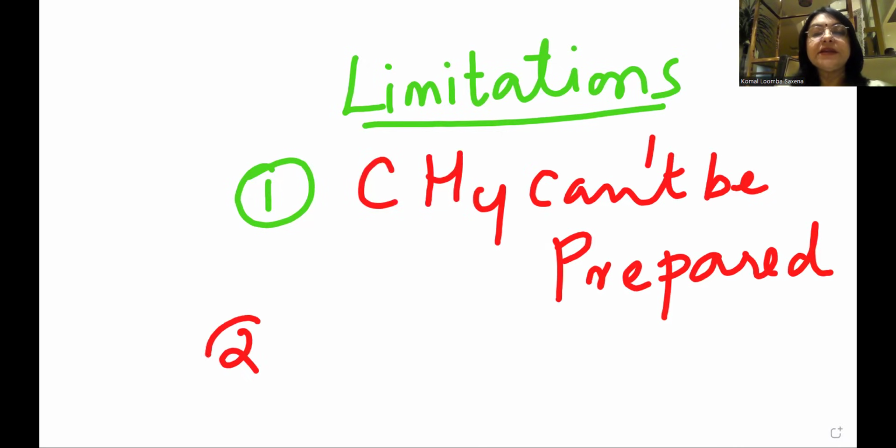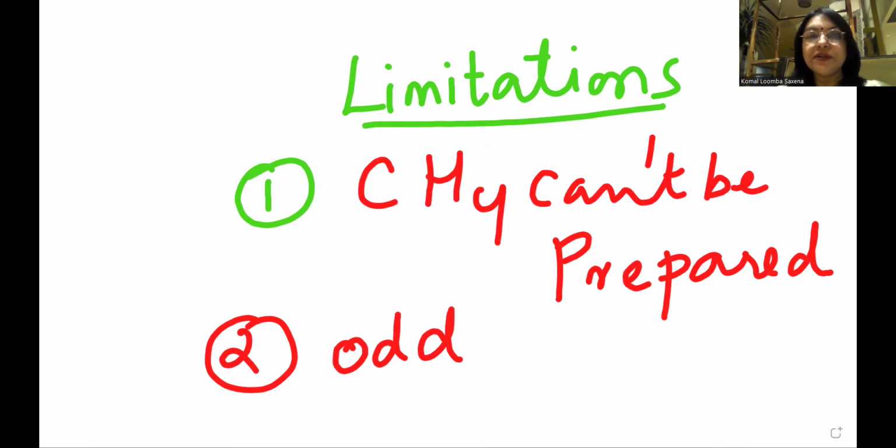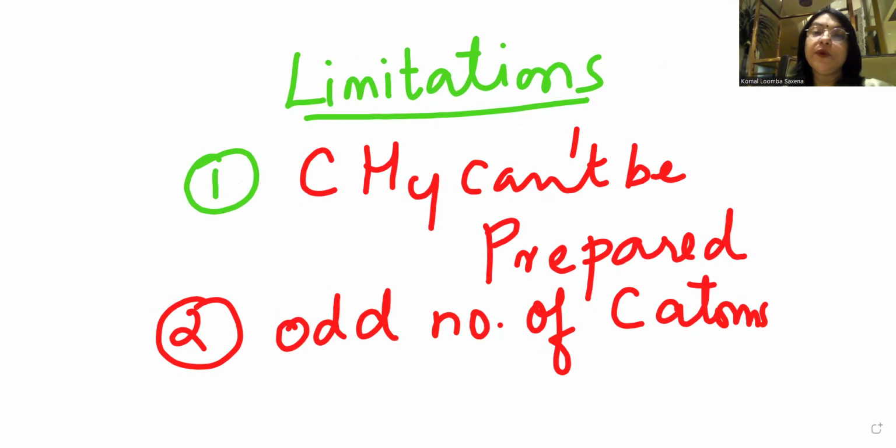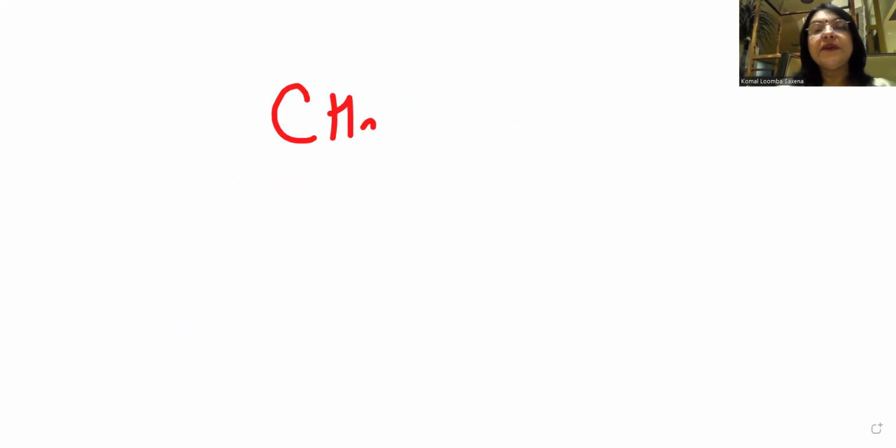Second limitation is, it is not advisable to prepare an alkane containing odd number of carbon atoms. I'll just write the short form of the limitation: odd number of carbon atoms, not advisable. The reason is, say for example I want to prepare propane. Propane has 3 carbons: CH3, CH2, CH3.